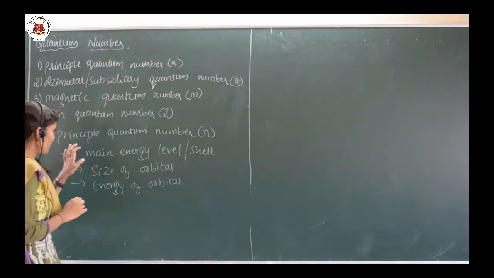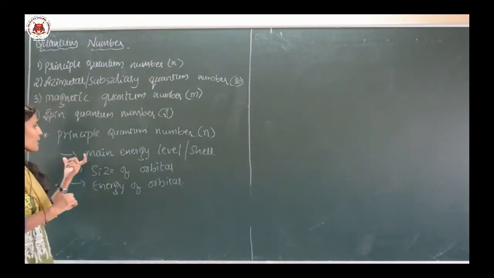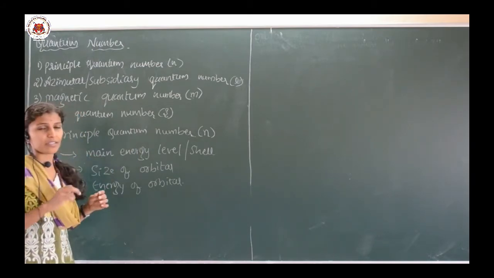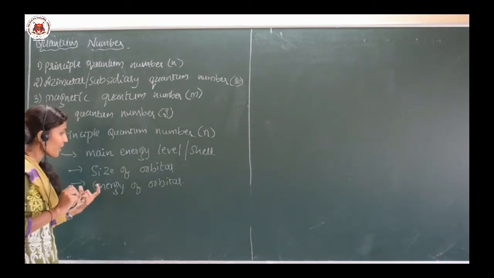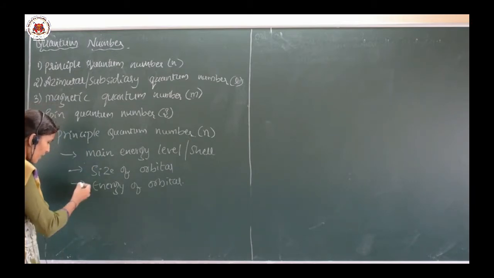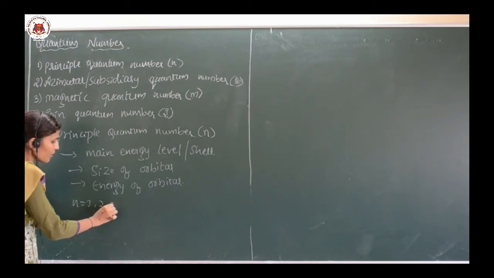So, the principal quantum number is indicated by small n, which refers to the main energy level or main energy shell, and it also determines the size of an orbital and the energy of the orbital. And n acts as an integer, the value of n will be 1, 2, 3 and so on.